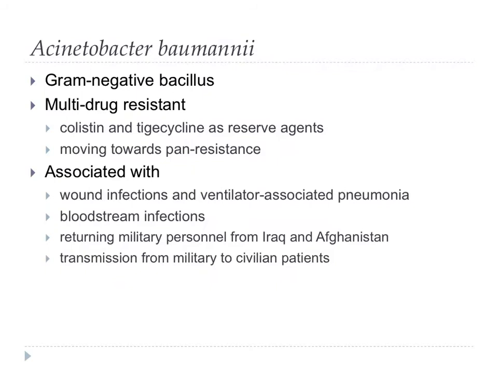And we focused on one particular organism, Acinetobacter baumannii, which is a gram-negative bacillus. It's multi-drug resistant typically, and two agents, colistin and tigecycline, are kind of held as reserve agents. But this organism is probably one of the furthest along in the progression towards being untreatable with any agents, so-called pan resistance. It's associated with wound infections, ventilator-associated pneumonia, sometimes bloodstream infections, and a particular issue has been that infections with this organism have been associated with returning personnel from Iraq and Afghanistan, both in the UK and in North America, in the US as well.